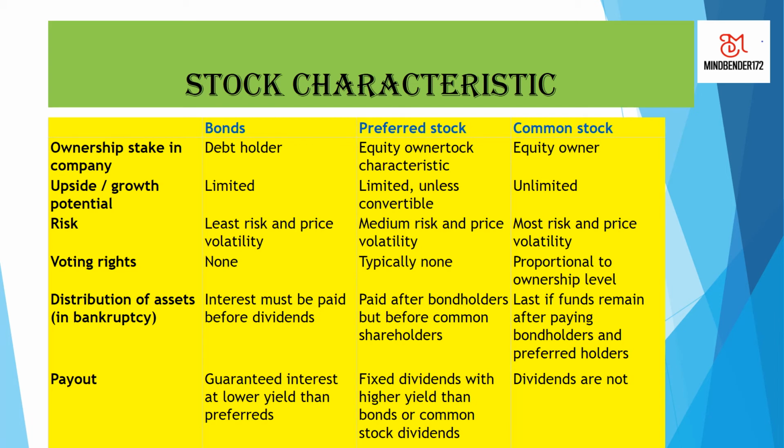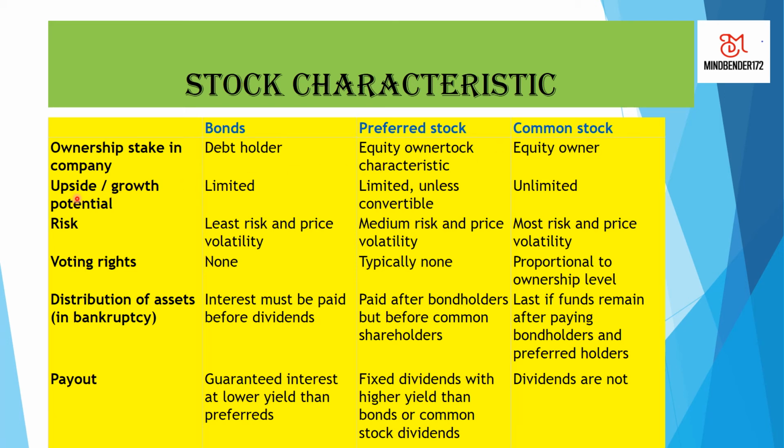Now students, let's compare the stock characteristics of each of these: bonds, preferred stock and common stock. Let me get my laser out here to point them out. Now I give you characteristics of each of these. The ownership stake in the company: bonds are debt holders, equity ownership is the characteristic for preferred stock, and common stock holders are equity owners basically.